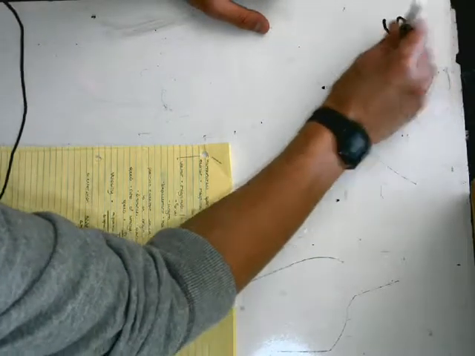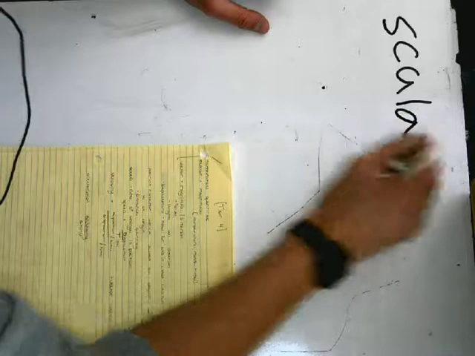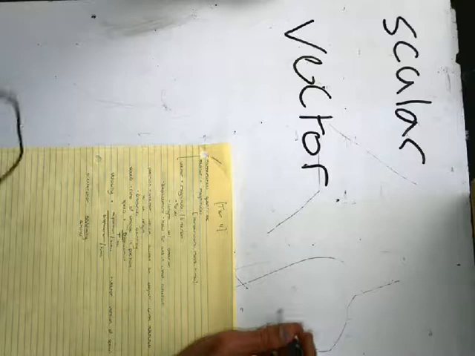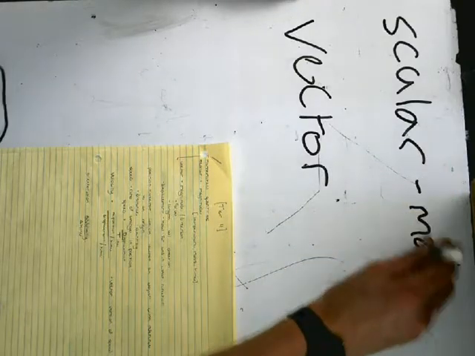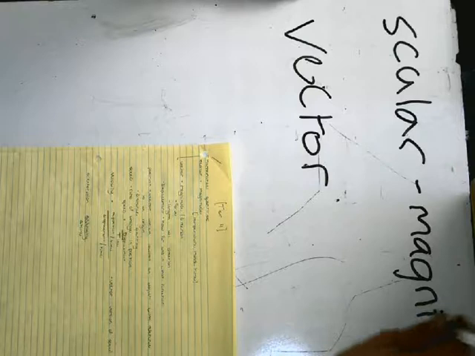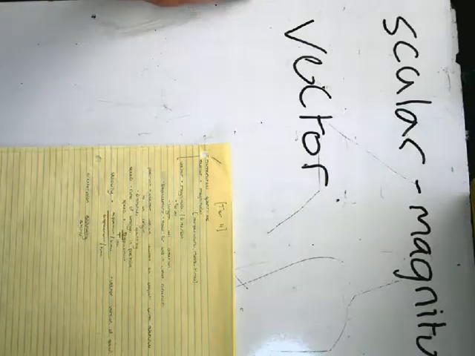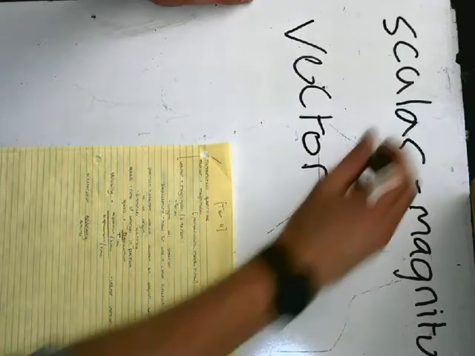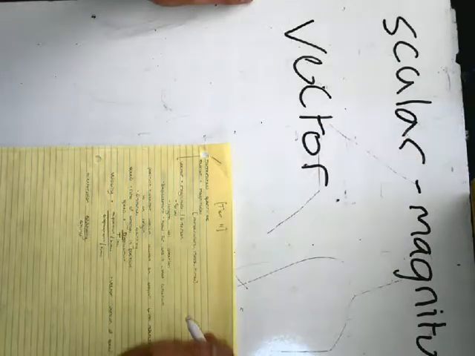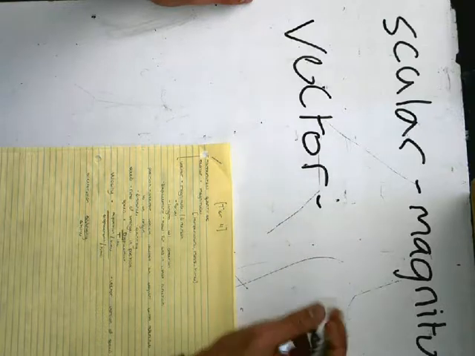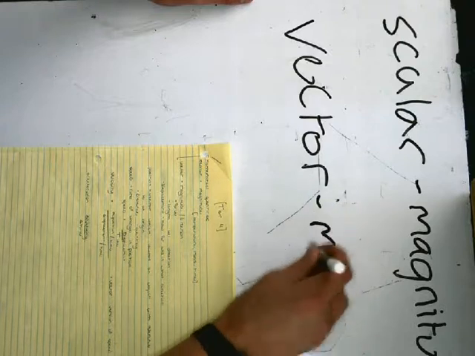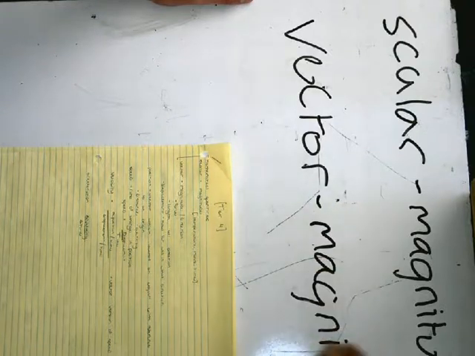So everything we're doing here concerns two mathematical quantities, scalar and vector. Scalar is basically defined as having magnitude. In essence, that's just having size, in other words. So you could think of scalars as like temperature or mass or time. Vectors are defined as having magnitude and direction.